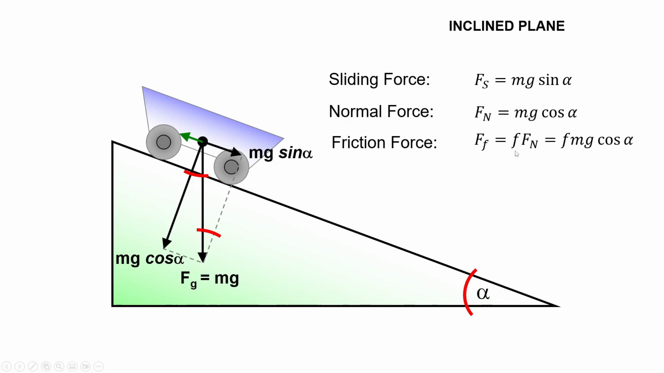Lowercase f is the so-called coefficient of friction, which means how big a portion of the normal force is directly converted into friction, and this coefficient of friction has to be multiplied by the normal force. So the final formula for the friction force is F = f mg cosine alpha, similar to the normal force.